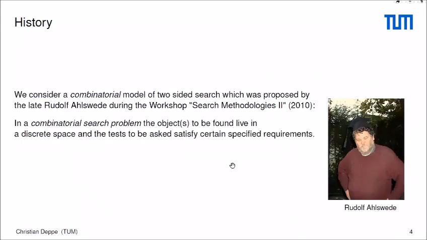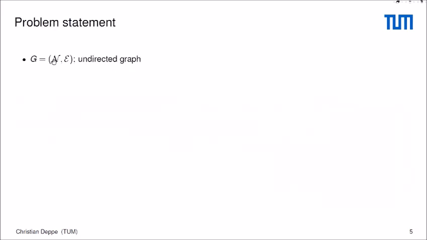In 2010, the late Rudolf Ahlswede proposed a combinatorial model of two-sided search. And he asked, how many questions do we need? What is the minimum number of questions? What was the model he proposed? He proposed the following model.